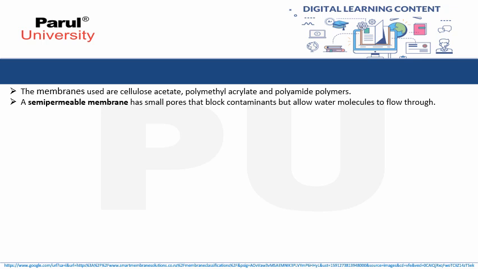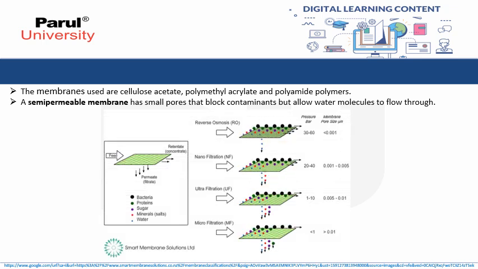The membranes used are cellulose acetate, polymethyl acrylate, and polyamide polymers. A semi-permeable membrane used in reverse osmosis has small pores that block the contaminants but allow the water molecules to flow through it. For example, there are different types of membrane as shown here.